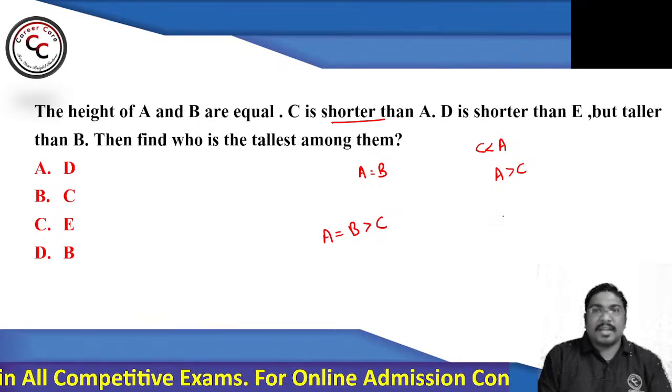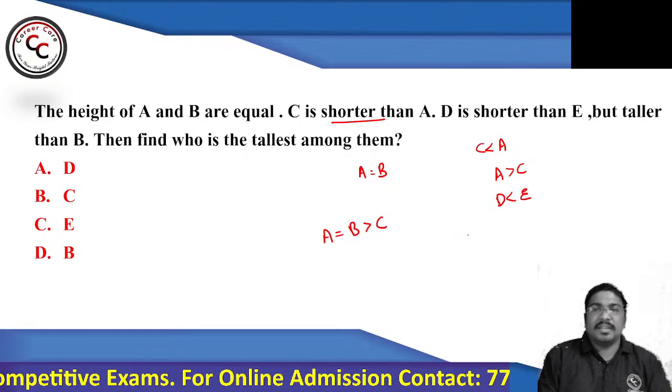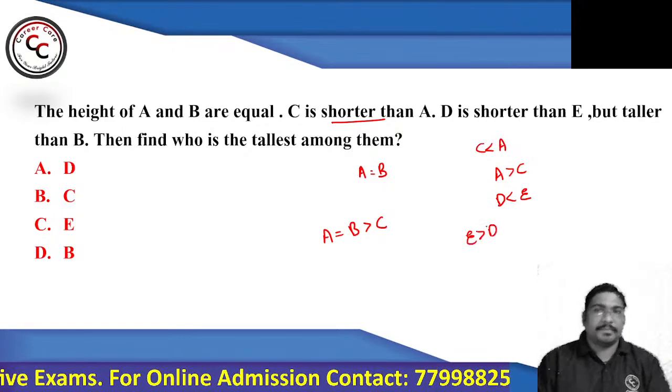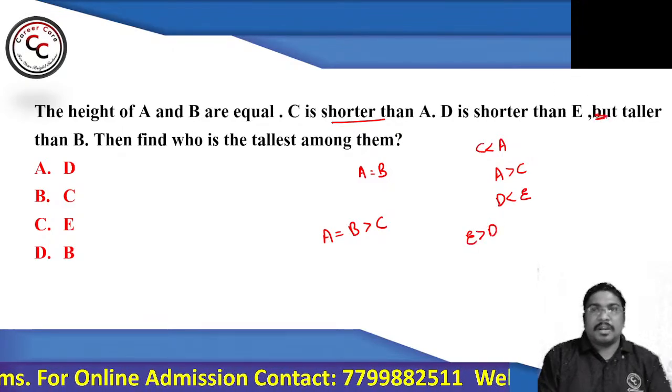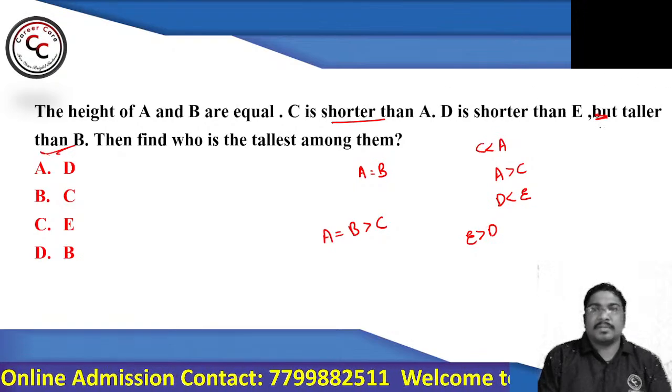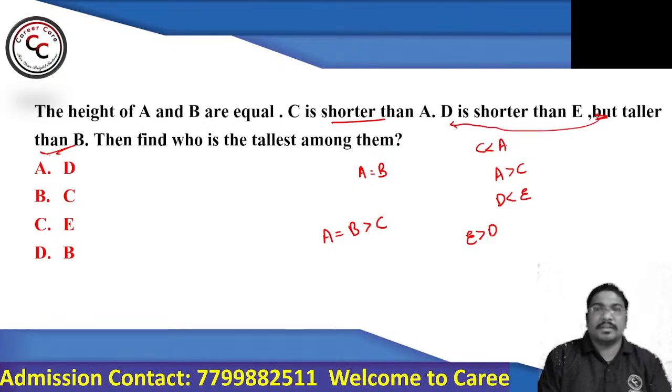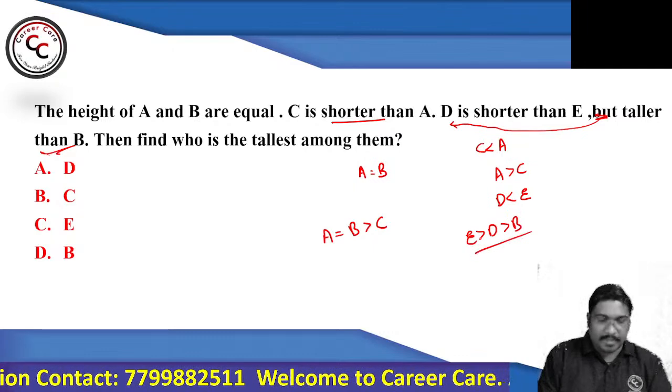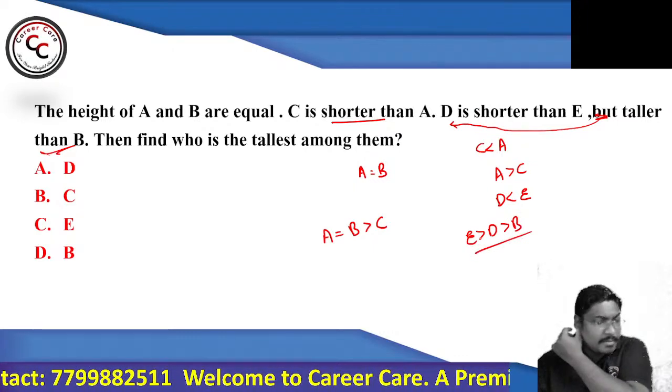D is shorter than E means D is less than E. In reverse, E is greater than D. But taller than B. So here "but" refers to the first person. Who is the first person? D. So D is taller than who? B. So here I am getting option number C is the answer.